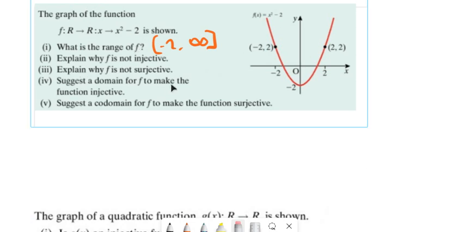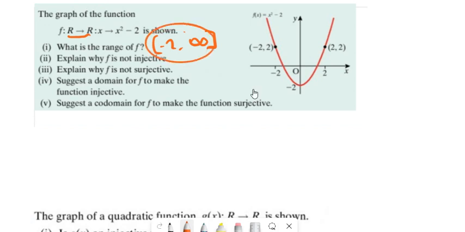Explain why f is not surjective. The reason it's not surjective is that the codomain here is the reals, R onto R, but the range is actually just from -2 up to infinity, as we said at the start. For it to be surjective, the codomain and the range have to be the same thing. If it kept going down to infinity, then it'd be okay, but it's not. So it's not surjective.